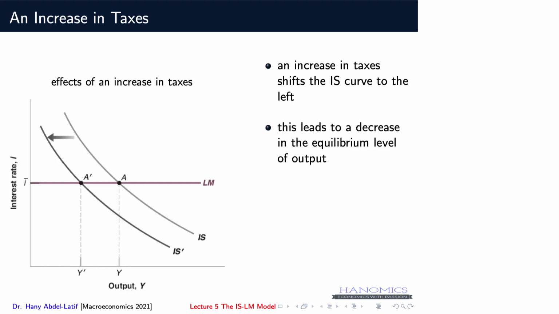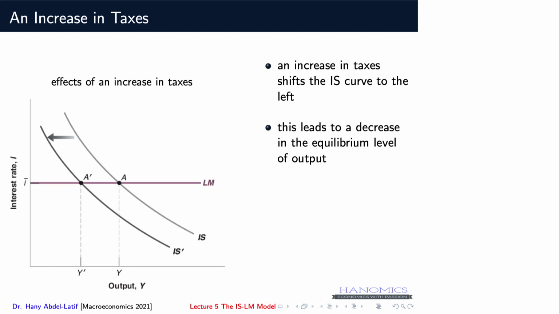What we have here is an increase in taxes. That effect should go through the effect of taxes on aggregate demand. That means the effect should go through a shift in the IS curve, because the IS curve represents equilibrium in the goods market.